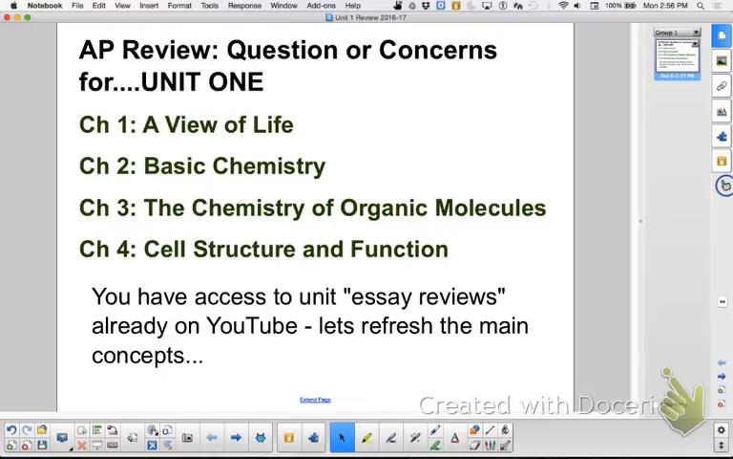Chapter 2, basic chemistry. We have already reviewed the atoms and electrons. We talked about covalent bonding. What are some other bondings we could have discussed? Ionic bonds, and that's when you gain or lose electrons, and an ionic bond is when you're attracted, right?